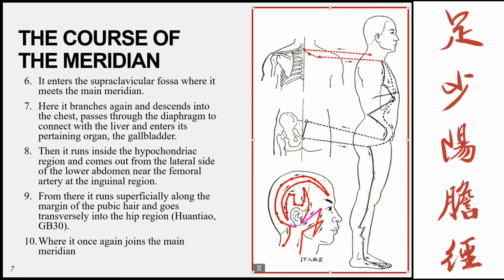From the neck, it continues descending to connect with the main meridian at the supraclavicular fossa. It then branches immediately again, and it follows the blue pathway now, which descends the chest and passes through the diaphragm to connect with the liver and its pertaining organ, the gallbladder. It then runs inside the hypochondriac region and comes out from the lateral side of the lower abdomen near the femoral artery. From here, it runs superficially along the margin of the pubic hair and goes transversely to the hip region to connect with GB30 over here.